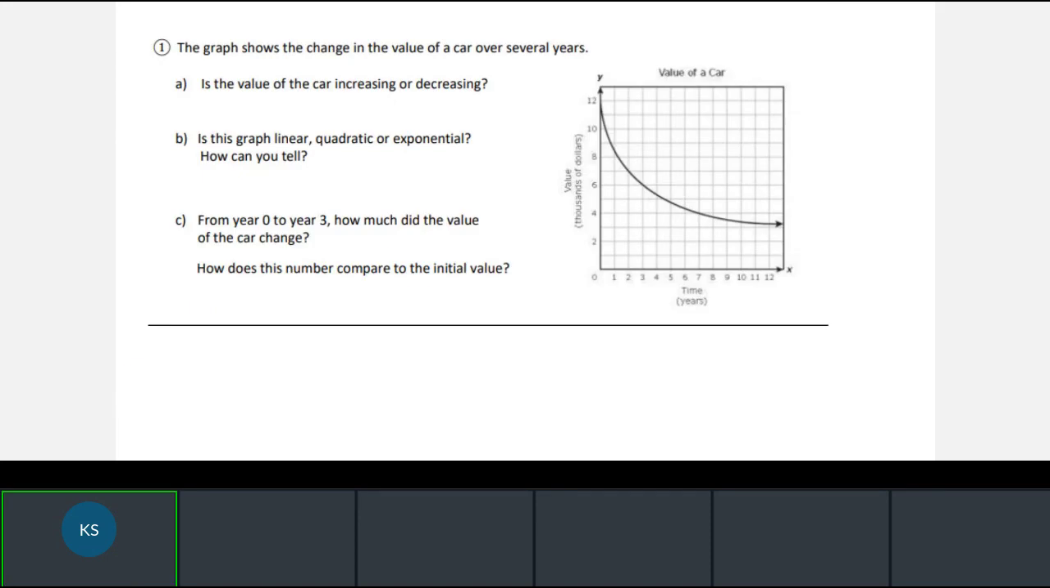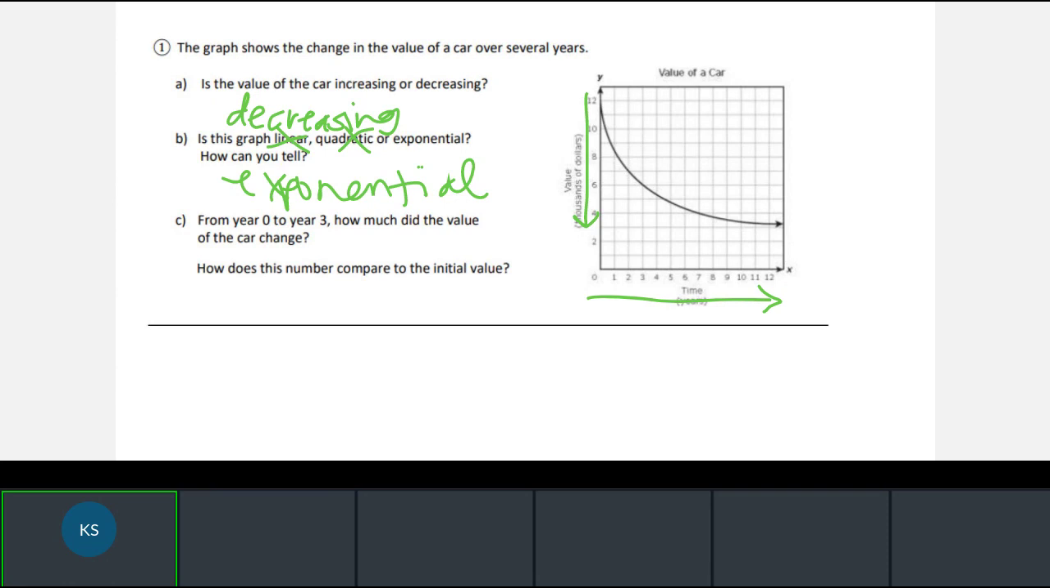This graph shows the change in the value of a car over several years. Is the value of the car increasing or decreasing? As time goes on, our x increases, our y values are going down. So this is decreasing. Is the graph linear, quadratic, or exponential? How can you tell? We have a very sharp drop. So it's not linear because it's not a straight line. It's not quadratic because we don't have a vertex where it starts to come back up. So this is going to be an exponential function.